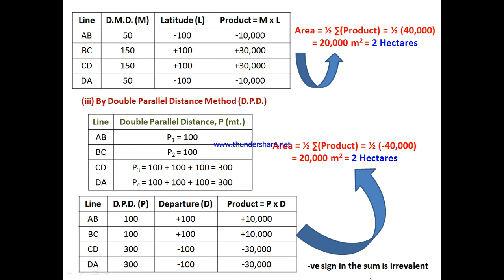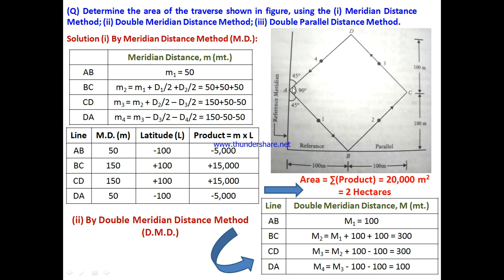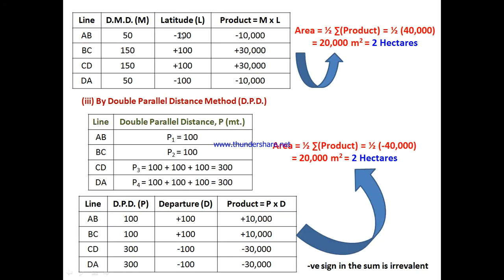The next step is to determine the proper sign convention for the total latitude value. So total latitude value in this particular case you can see here. For example, for the first line we are moving towards the south direction, so negative latitude, positive direction so positive latitude, again positive latitude, and then again negative latitude. So here in this figure you can say negative latitude, positive, positive, and then again negative.